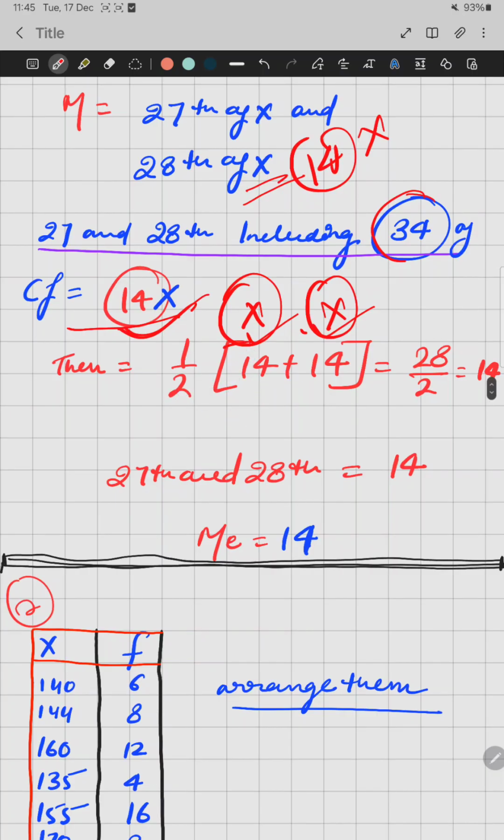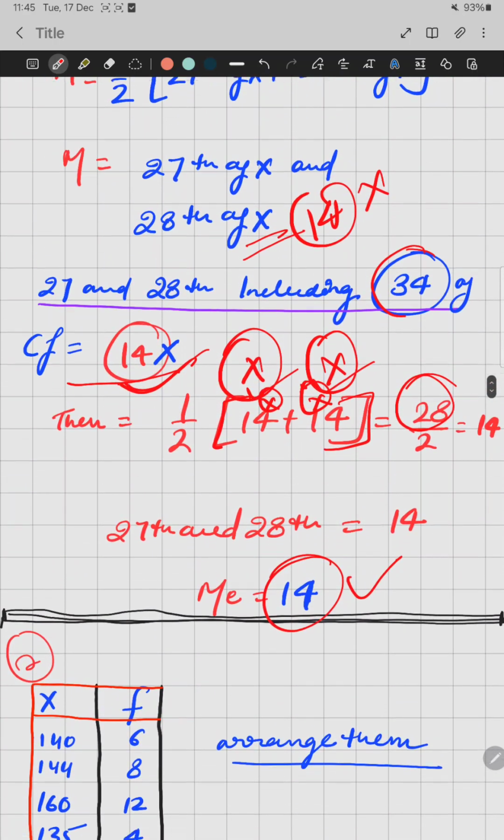Here 1 by 2 upon 14 plus 14, that is the X value. It is also the X value of the 27th and 28th. Here 14 plus 14 will be 28, and it will be divided by 2, that will become 14. So your 14 will be your median. This is in the discrete series.